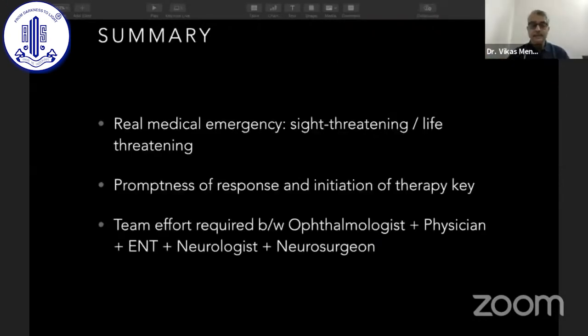So to summarize here, it's a real medical emergency and sight threatening. It's important to know about the condition. It's important to know when to go for imaging and when to refer, because any delay on this part may actually lead to loss of sight for the patient, and particularly in patients who are diabetics or immunocompromised, it may lead to loss of life also. And you often require a team of an ophthalmologist, a good physician, an ENT specialist, and in more severe cases, a neurologist or a neurosurgeon.